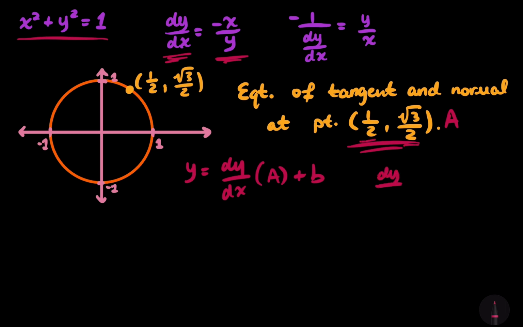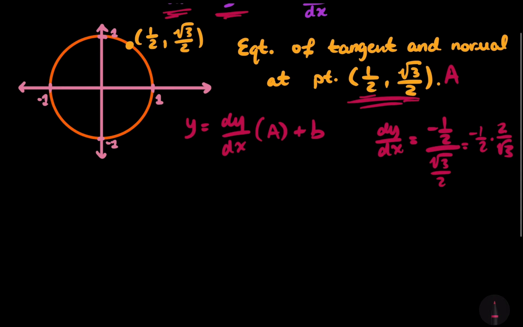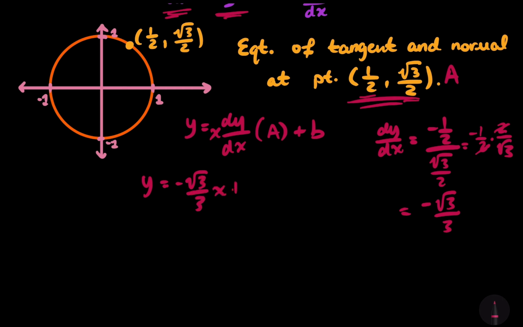So dy by dx is going to be equal to negative 1/2 over the square root of 3 over 2, which is going to be equal to negative 1/2 times 2 over the square root of 3. And, these 2's will cancel out, so we'll be left with negative square root of 3 over 3 if we want to rationalize the denominator. So that right over there is going to be our slope. I forgot to include an x over here. So it's going to be y equals negative square root of 3 over 3 x plus b.